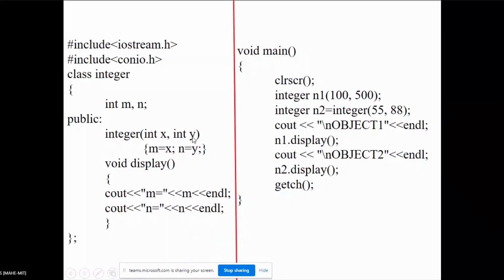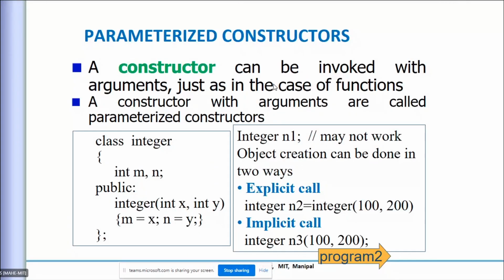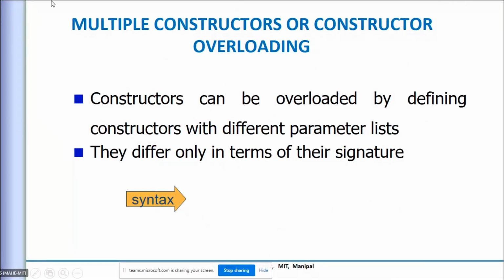Okay, so when you create a parameterized constructor, you are required to send that many data also. Now let us take another concept. So we have multiple constructors. We have seen a function with multiple ways of writing. We call this function overloading.